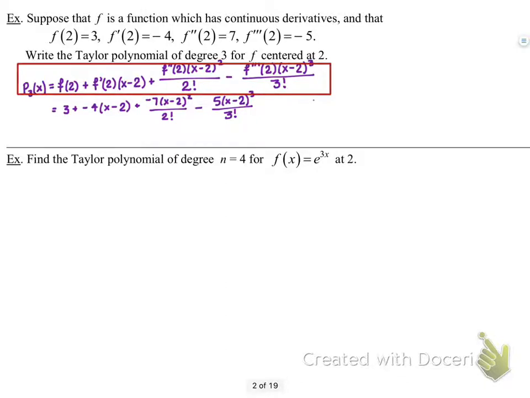Next we move on to find the Taylor polynomial of degree n equals 4 for f of x equals e to the 3x at 2. Now there's a difference here. In this one, it asks for this stuff, and it didn't give you the stuff straight out like it did in the previous one. In the previous one, it actually went out and said all of this gibberish, right? Well, that's sloppy. Let me try to fix that so I don't have to deal with that some other time. Okay.